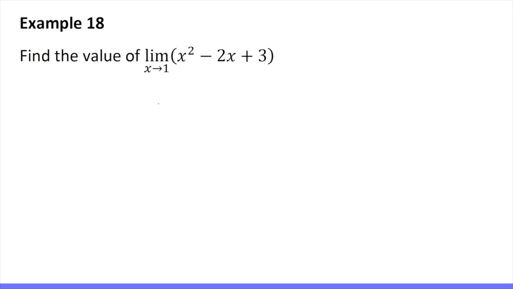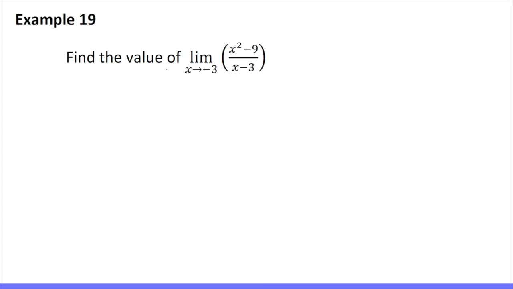Let's use all of those rules and ideas to be able to evaluate some of the limits. So for example, 18, it says find the limit as x approaches 1 of this particular function. If I were to substitute 1, I won't have any issues with the denominator equaling 0. So I can just straight away substitute 1. That will be 1 minus 2 plus 3. That will be negative 1 plus 3, which is 2. Therefore, the limit as x approaches 1 of this function is equal to 2.